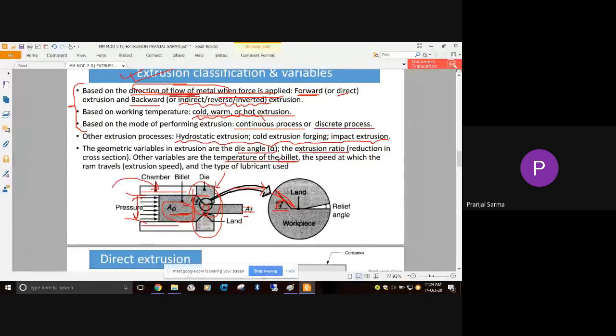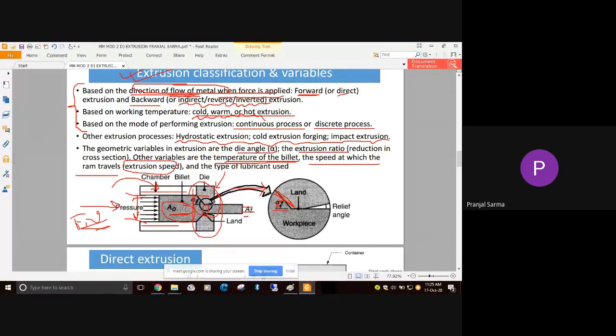Another variable is the temperature, whether the billet has been preheated or up to what temperature it has been heated. Based on that, the strength of the metal and the flowability of the metal will depend on this temperature, because we already know that with the increase in temperature, the ductility increases and the flow of metal becomes somewhat easy because the strength is now less. Similarly, the speed at which the ram travels, also known as the extrusion speed, influences the extrusion process.